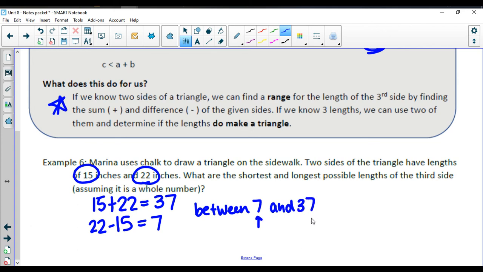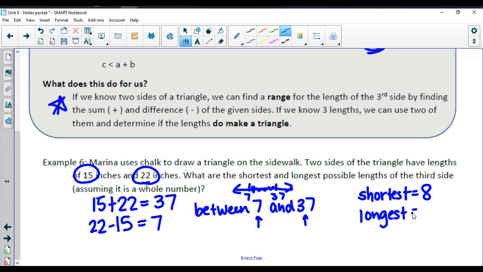However, it cannot actually be these 2 numbers. So if we're looking at whole lengths, our shortest possible length is going to be 8 because it's in between 7 and 37. Think about a number line: if this is your 7 spot and this is 37, you're in between here. So our whole number that we first approach is 8. And our longest possible side has to be smaller than 37, so one smaller is going to take us down to 36. These are both going to be inches here.